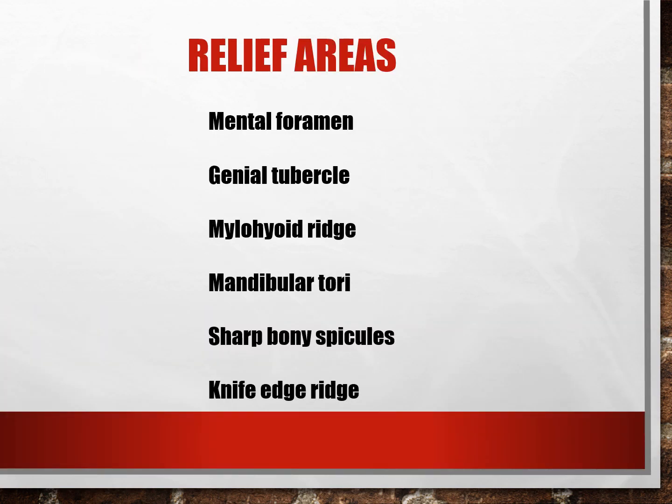Now we have studied the limiting areas as well as the supporting areas. Now coming to relief areas. What are those relief areas? To list them: mental foramen, genial tubercle, mylohyoid ridge, mandibular tori, sharp bony spicules that are present over the alveolar ridge, and a knife edge ridge.